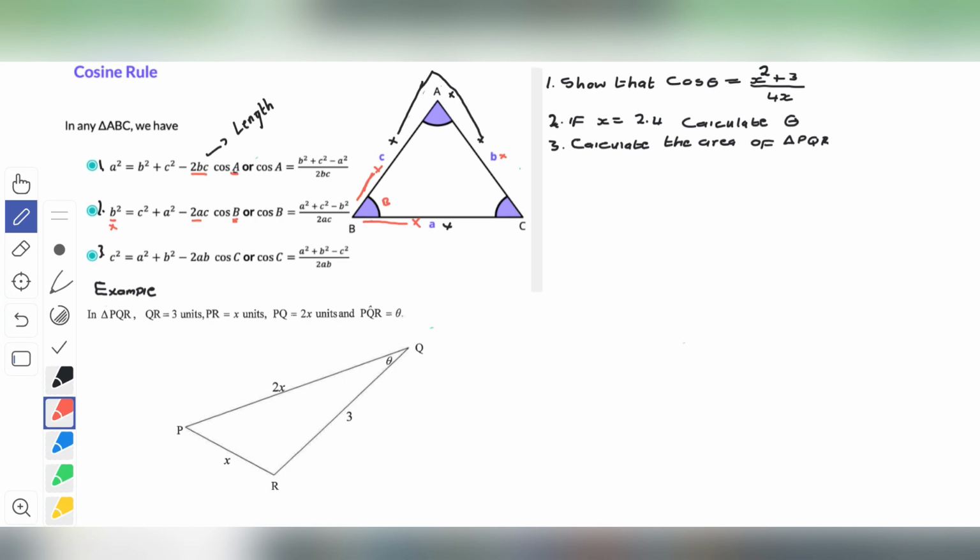And then now we come to negative 2AB. Can you see negative 2AB? It forms which angle? It forms angle C. That's why we have angle C, right? And then this angle C is opposite to which length? It's opposite to C, right? Which is here. That's why we have C here.